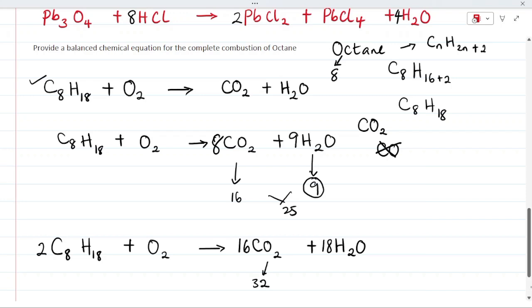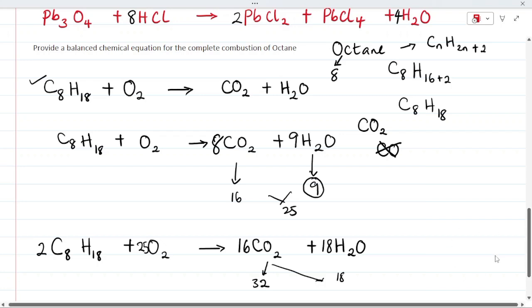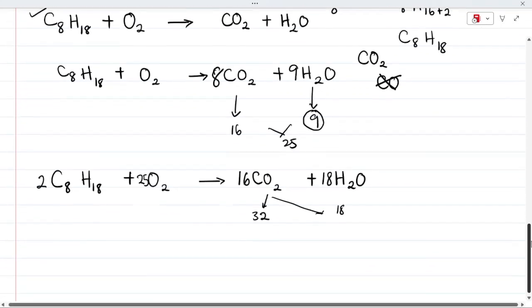You can see I no longer have that odd number to work with. So now I have 32. 18 times 1 is 18. 32 plus 18 gives me 50. Now you can see that 50 is an even number, that I can easily come here and adjust. So how can I make 2 become 50? It is simply by placing 25. And just like that, the reaction is actually balanced.